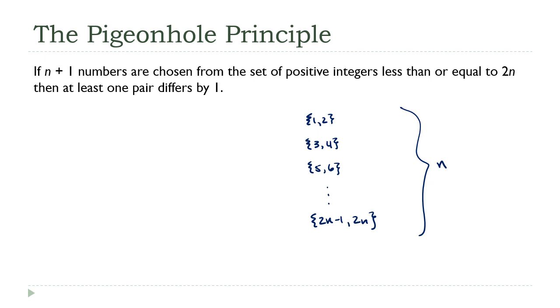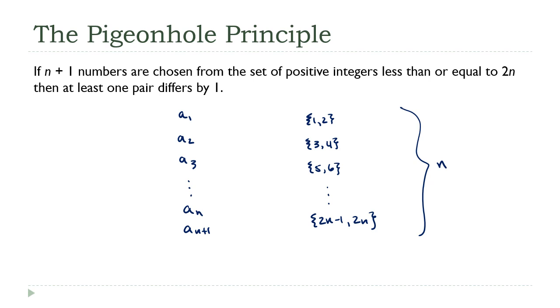Now, pick your numbers. Go to this list of integers 1 up to 2n. Pick your n plus 1 numbers. I'm going to put them over here. I'm going to call them a sub 1, a sub 2, a sub 3, and so on, down to a sub n, and a sub n plus 1.